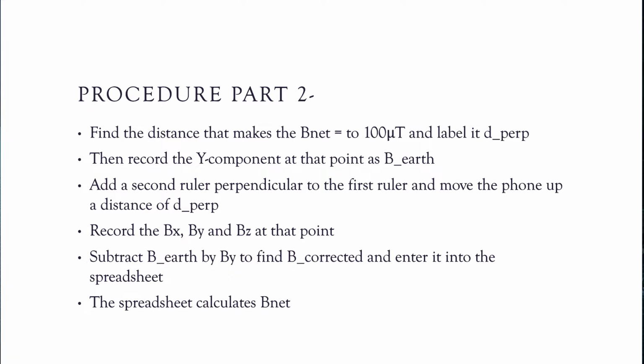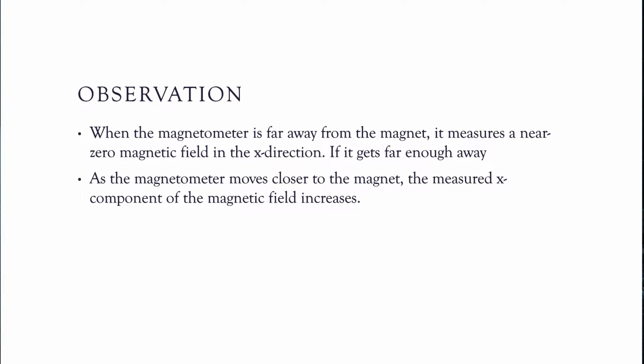And to find B corrected, you have to subtract B of Earth from B of y and enter it into the spreadsheet. And then the spreadsheet calculates B net at all those locations, which we will be using in the future to compare our data to see if it's accurate. Some observations we made during the lab were that when the magnetometer chip is far away from the magnet, it measures a near zero magnetic field in the x direction. And as the magnetometer moves closer to the magnet, the measured x component of the magnetic field increases.